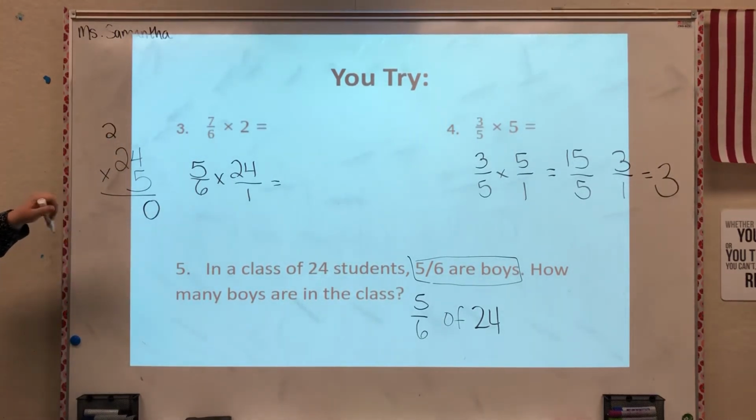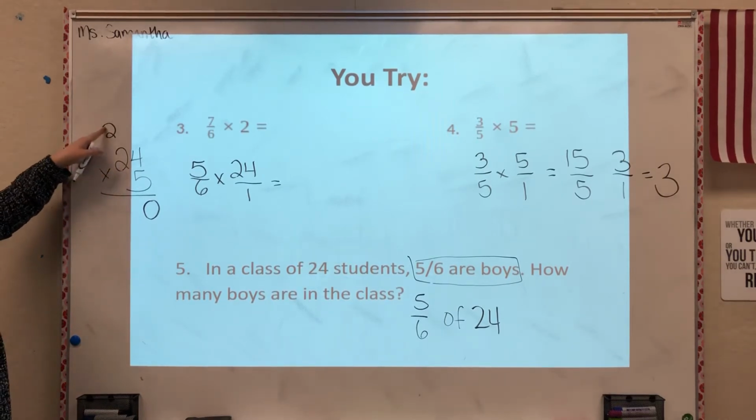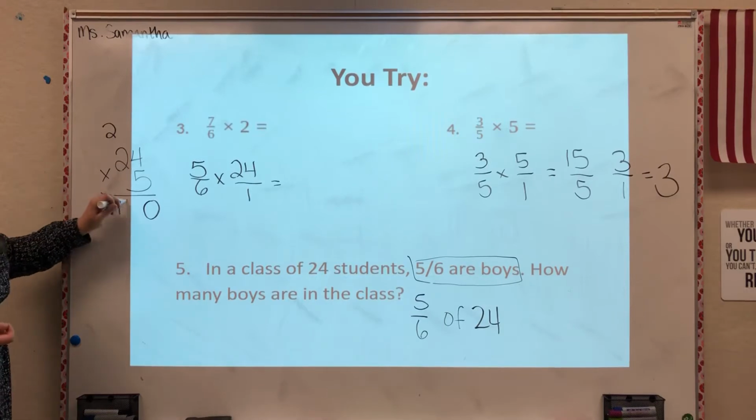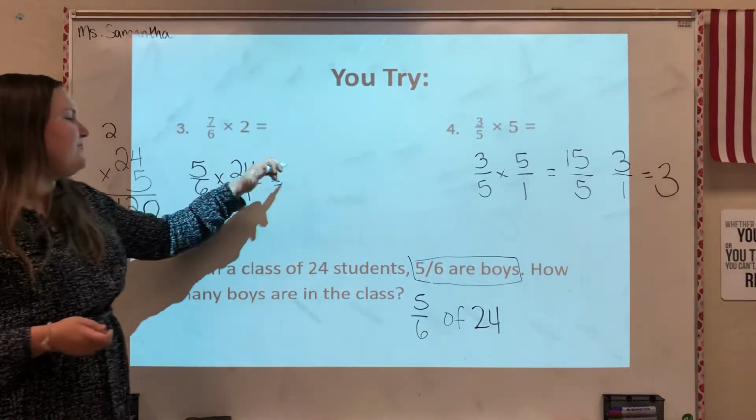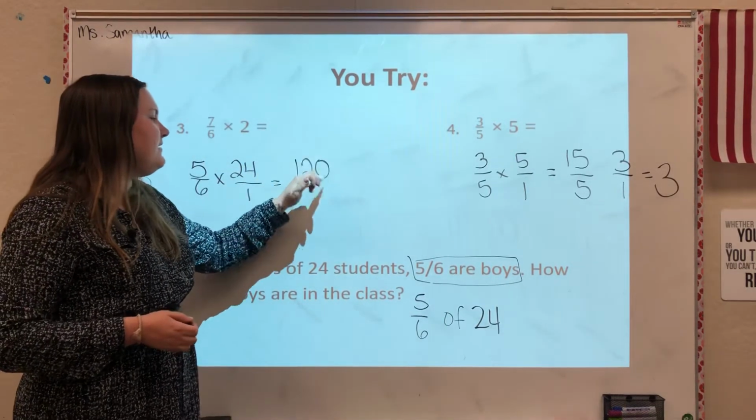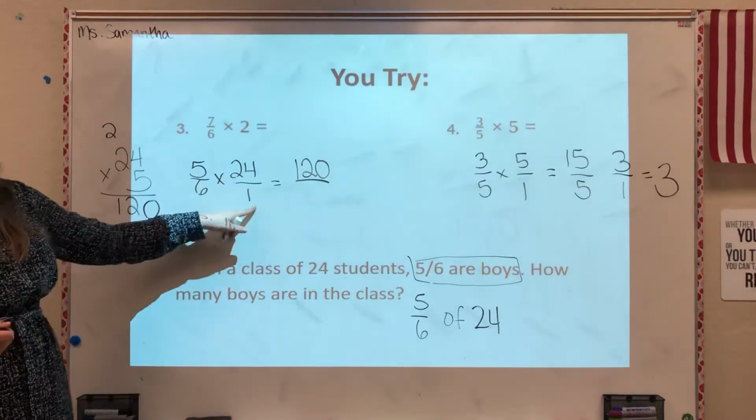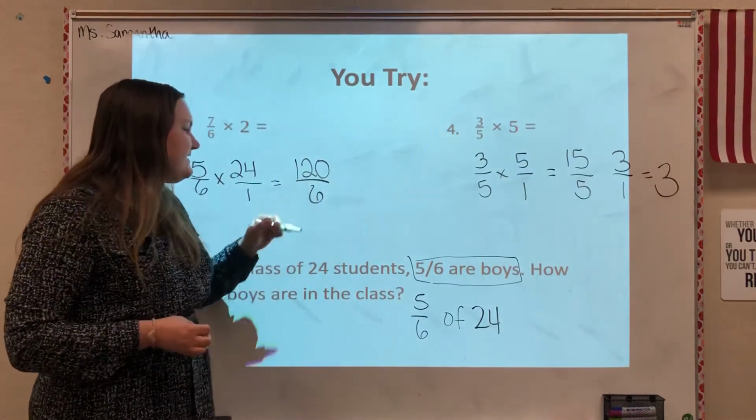And then we can multiply again. We can do 5 times 2, which is 10. And then 10 plus that 2 you carried gives you 12. So we're left with 120. And then over 6 times 1. Well, 6 times 1 is just 6.